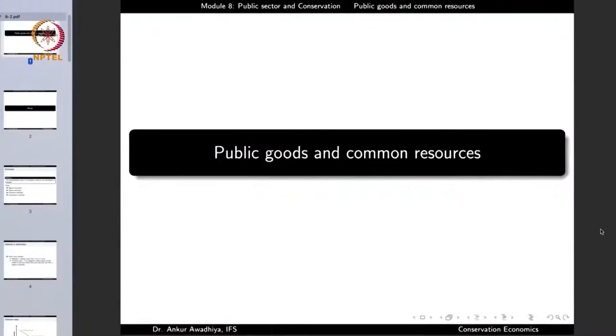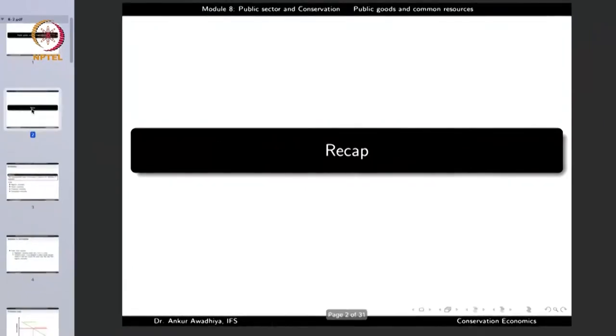Namaste. We carry forward our discussion on public sector and conservation, and in this lecture we shall explore public goods and common resources. Let us begin with a recap.